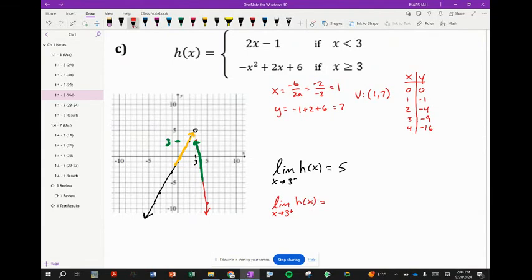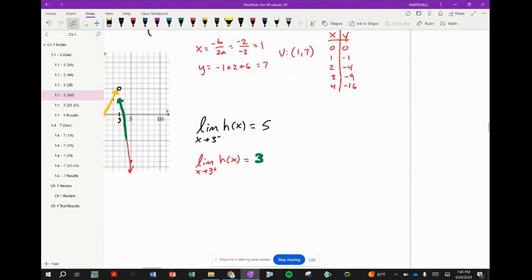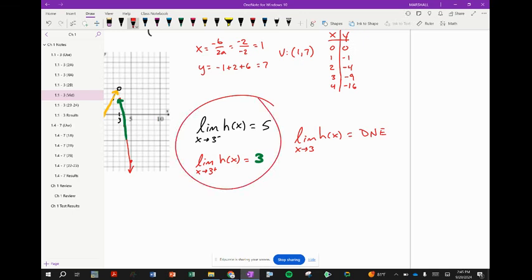All right. So this is approaching 3. And since those two values are not the same, I know that the limit as x approaches 3, the two-sided limit, does not exist. Okay, and this is also another way that you can tell there's a jump there. It is approaching 2 different values. This is a jump, which is non-removable.